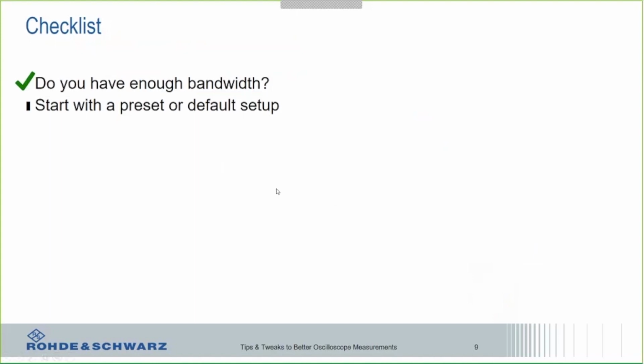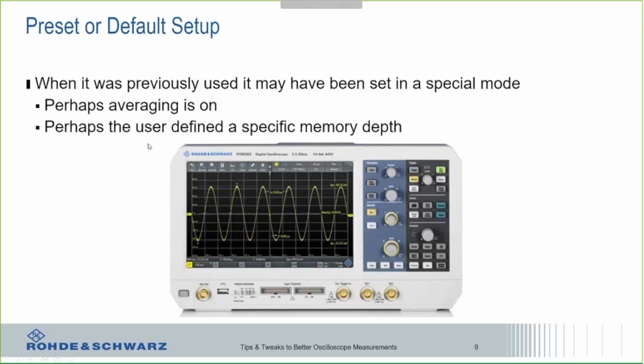The second one, and I know this seems really basic and really common, but you'd be shocked at the number of times I run into an oscilloscope user who says, this isn't what I expected to see on the screen. And what had happened was they had turned on something like averaging, or a different capability inside of the oscilloscope that affects the way it displays the waveform. So it's always a really good idea, once you pull that scope off the shelf, since you're not exactly sure how the previous user had it set up, to always start with a preset or a default setup.